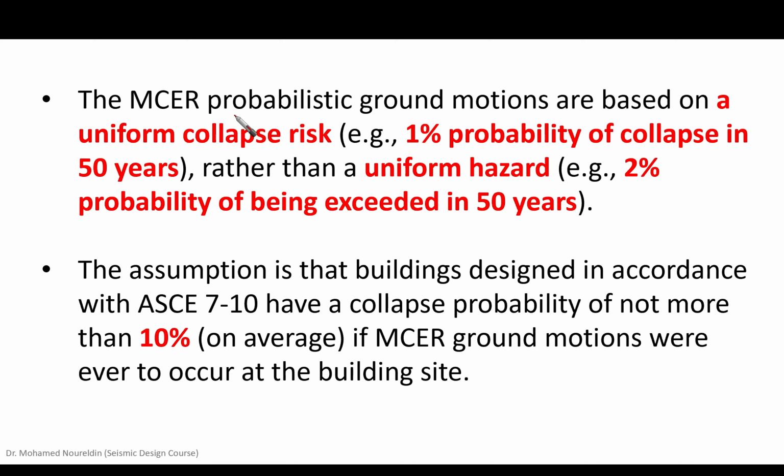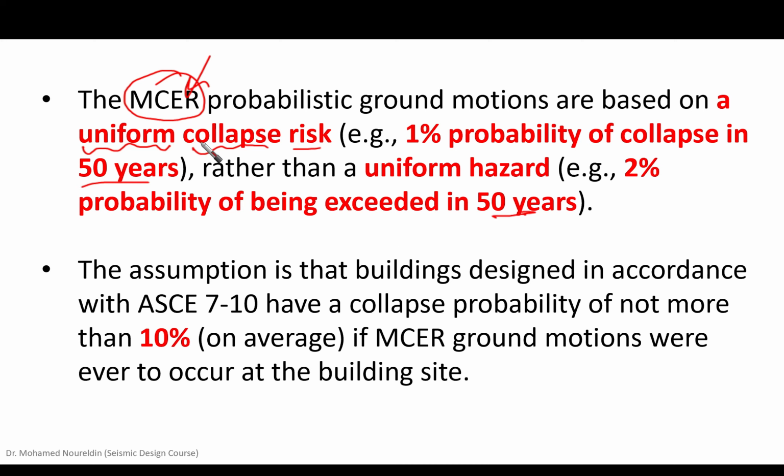The probabilistic MCER, maximum considered earthquake risk targeted, ground motions are based on, look at this point, a uniform collapse risk. A uniform collapse risk of 1% probability of collapse in 50 years, rather than a uniform hazard of 2% probability of being exceeded in 50 years. What is the meaning of both?